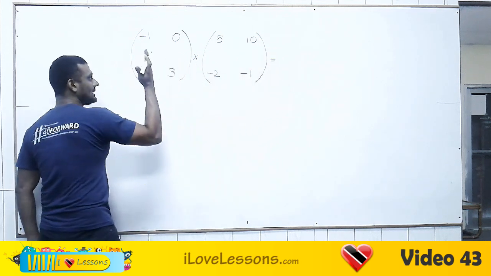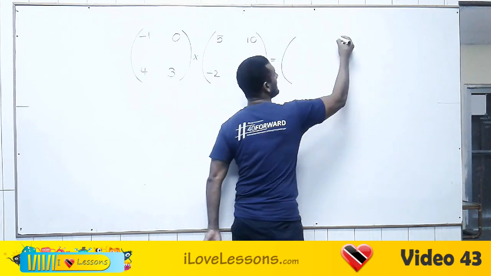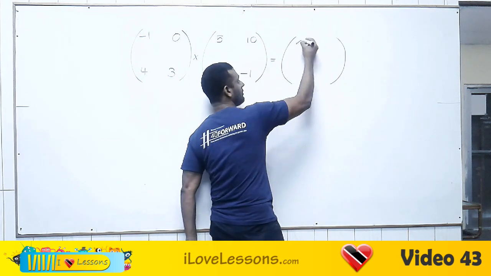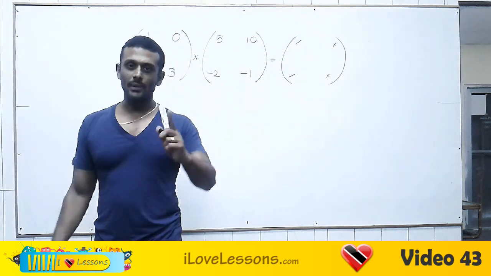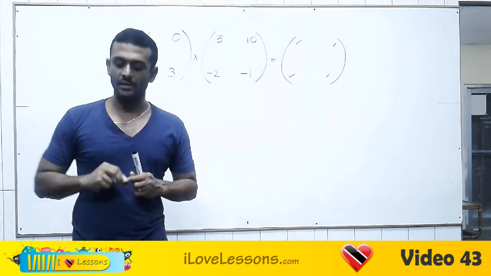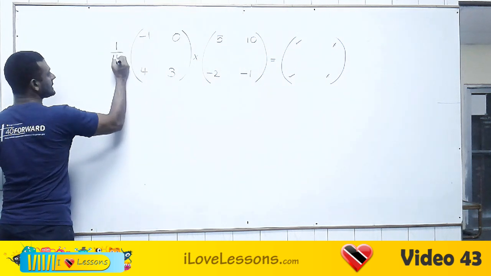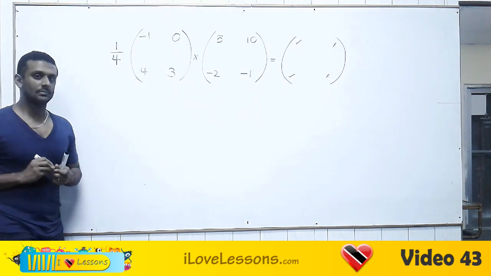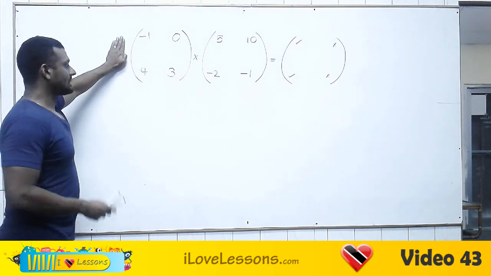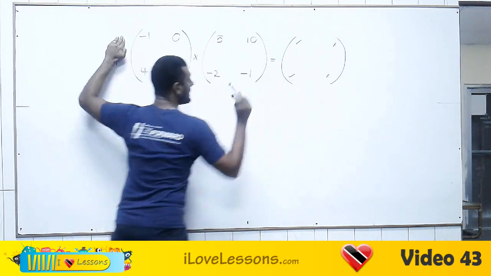Now, when we multiply a 2 by 2 by another 2 by 2, we will get another 2 by 2, which means we have 1, 2, 3, 4 answers to find. But I'm going to make it a little bit different. I am going to put a quarter outside. Don't let the quarter get to you. Ignore the quarter. Multiply these two, we will get 1, 2, 3, 4 answers.